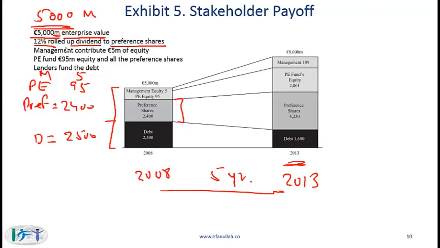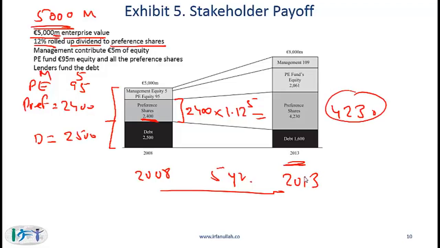When we say 12% rolled up dividend, what that means is that this preference shares investment of 2,400 will grow at 12%, and then that entire amount will be paid at the end. So if 2,400 grows at 12%, what do we have at the end of 5 years? It will be 2,400 into 1.12 to the power of 5. And if you do the math, what you should get is 4230. This means that at the end of 5 years, the preference shareholders who invested 2,400 should have 4230.